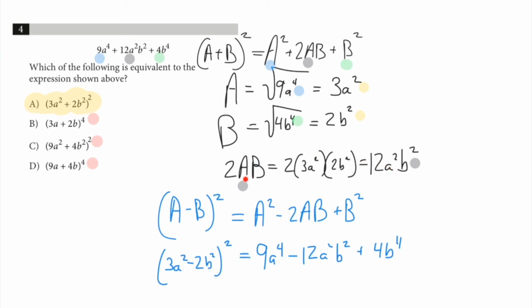Another variation, I could imagine very much them rewriting the entire problem with subtraction. If they had a little minus sign right here instead of the plus that you see, then it would be 3a squared minus 2ab.